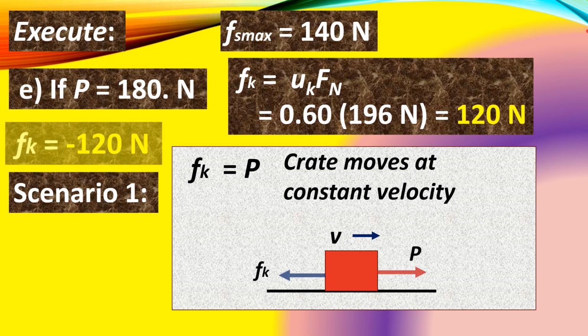And so the applied force capital P equal to 120 newtons is exactly balanced by the kinetic friction, negative 120 newtons. So that is the first scenario. If Fk and the applied force P are numerically equal, then the crate moves at constant velocity in accordance with Newton's first law of motion.